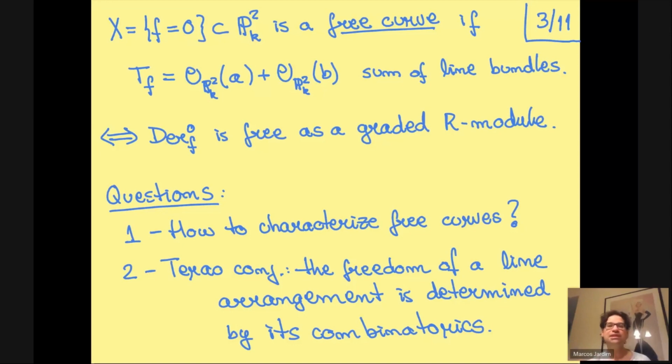So the statement of the Terao conjecture essentially says that a line arrangement is going to be free. You can tell that simply by looking at the combinatorics, not at the particular position of the lines, but simply how they intersect one another. And this conjecture, I think, is proved up to 13 or 14 lines, but it's open in general.